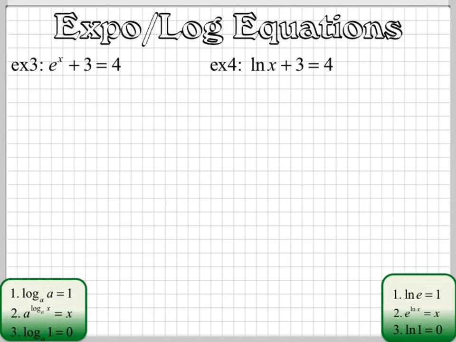Here's our next one. What you want to do first is get the exponential part alone. You can't take the natural log of this, because that will not cancel out the e since there's a plus 3 right there. So you have to get rid of the plus 3 first. We're going to subtract 3 from both sides, and now we have e to the x equals 1.